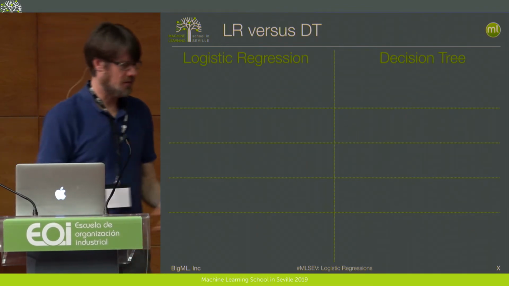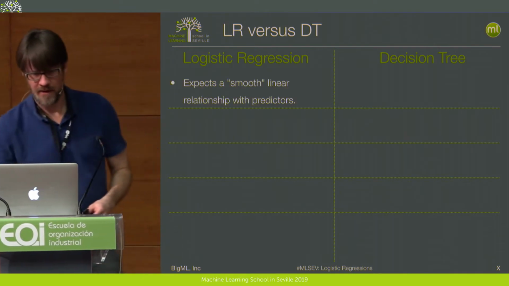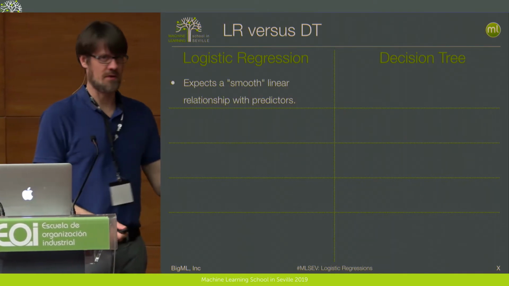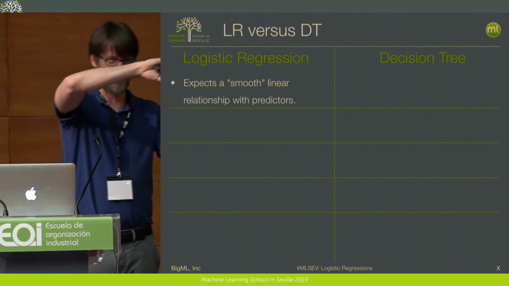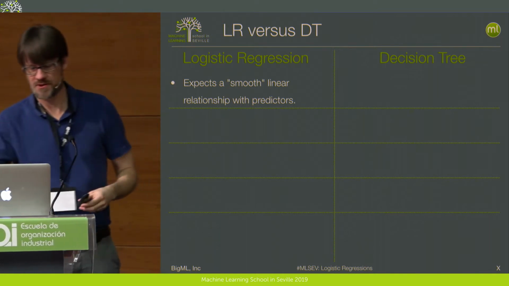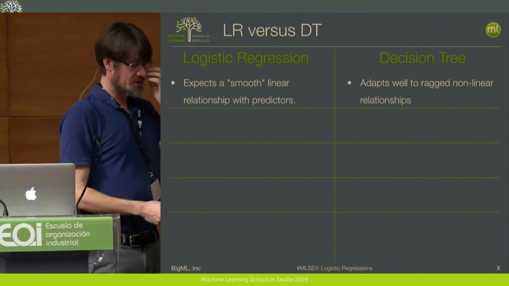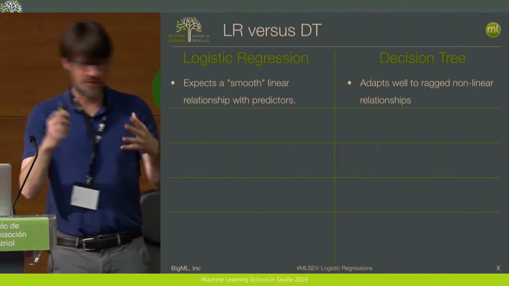Okay, so a final comparison here, logistic regression versus decision trees. Again, logistic regression, you're fitting this curve, right? You're fitting the curve to the points. So it expects to draw this very smooth decision boundary that's a linear function of the predictors. Decision trees expect no such thing. So that has pluses and minuses, right?